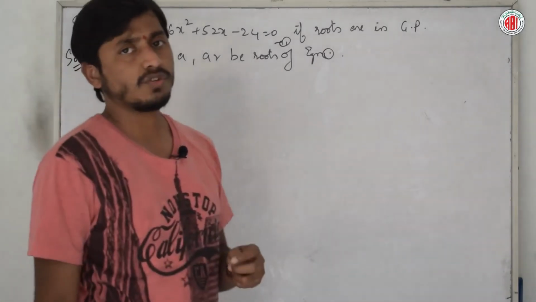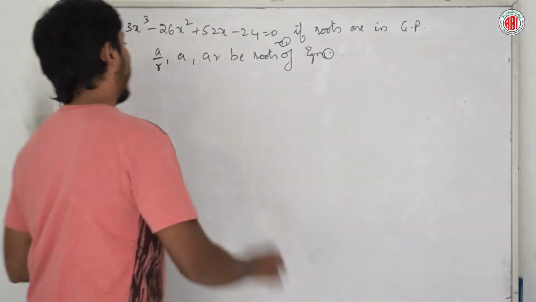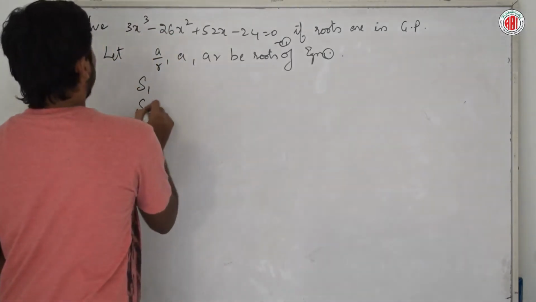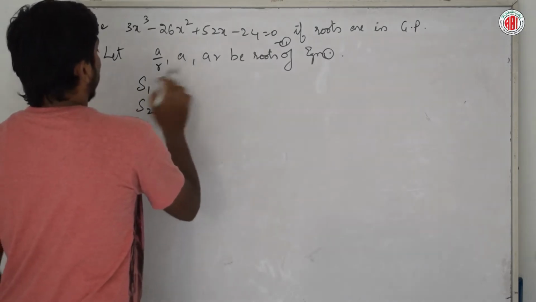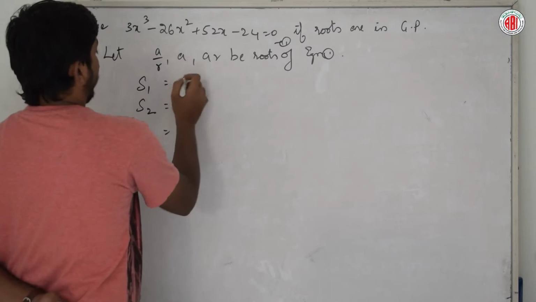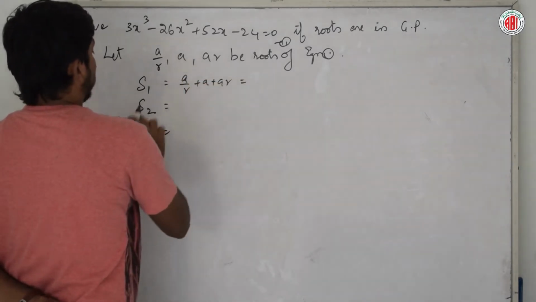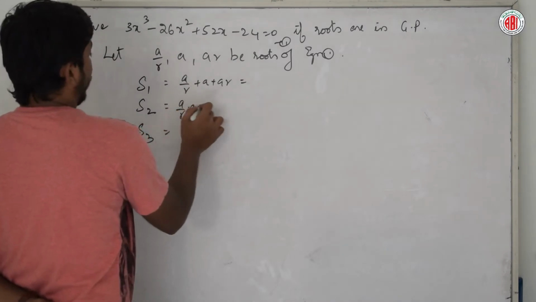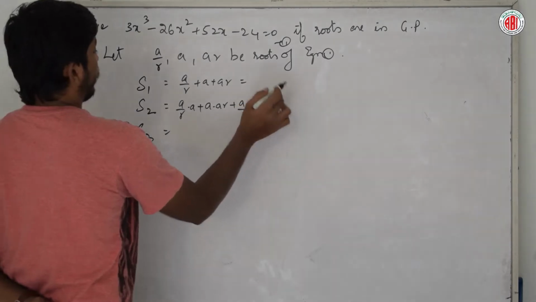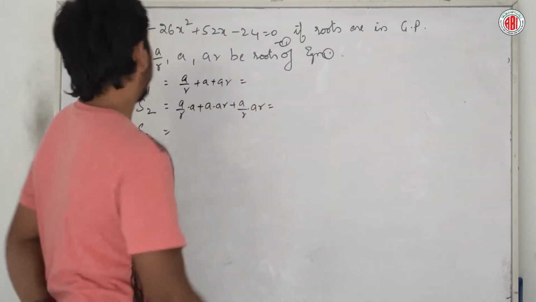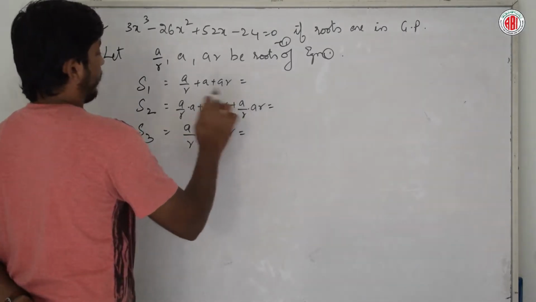Done? So the next step is we have to write the parameters, that is S1, S2, S3. What will be S1? A plus B plus C, that is A by R plus A plus AR. Next, S2 will be A by R into A plus A into AR plus A by R into AR. Isn't it? Next, what is S3? Product. A by R into A into AR.